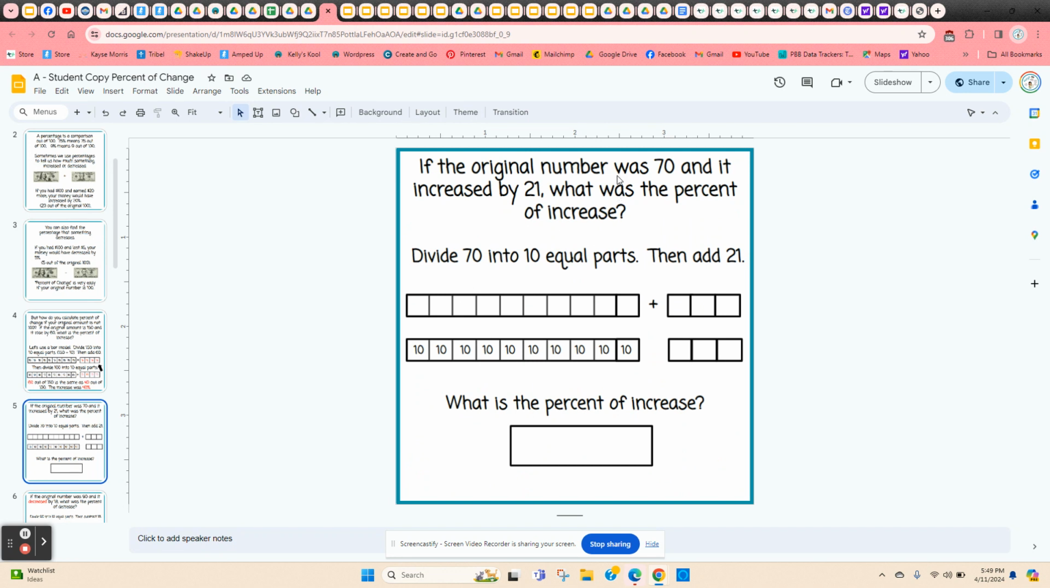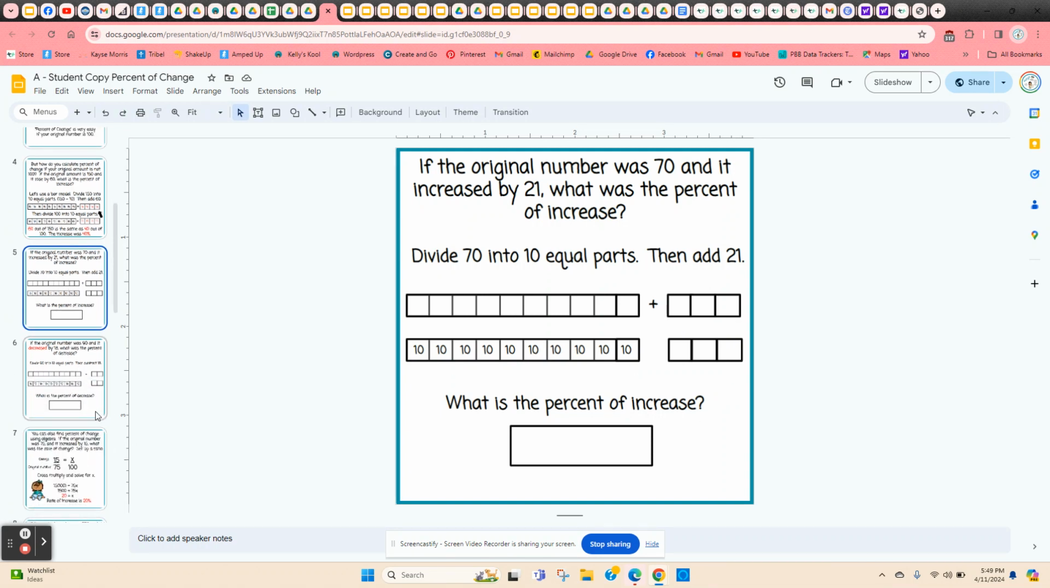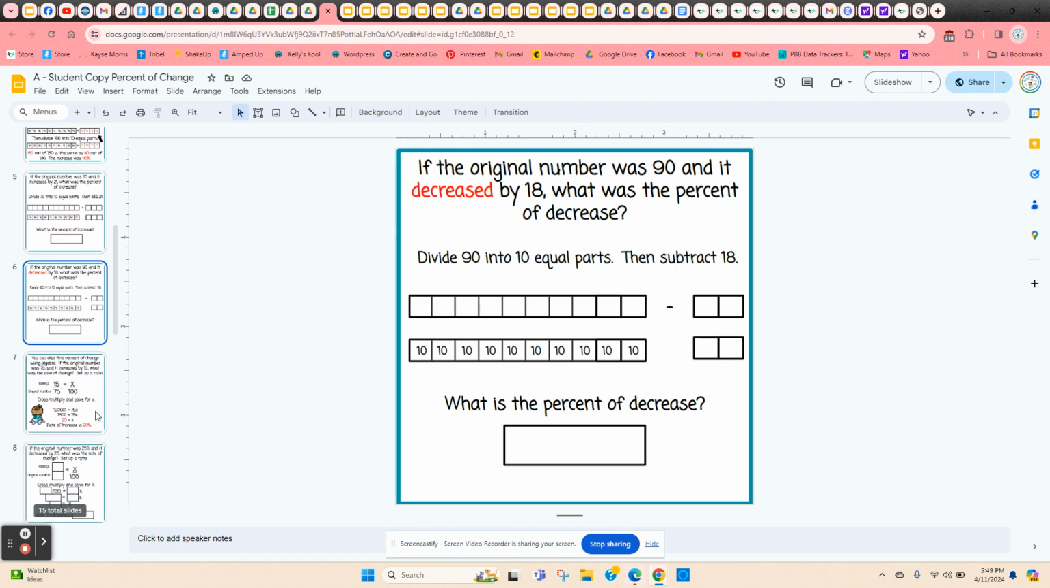So here, if the original number is 70 and it increased by 21, they're going to divide 70 into 10 equal parts. And here, 100 is already divided into 10 equal parts. So they're going to type in 7 in each of the boxes. And then they add 21, so they're going to add 3 more 7s. And they're going to find that that's a 30% increase. So they're going to do the same thing on the next slide.